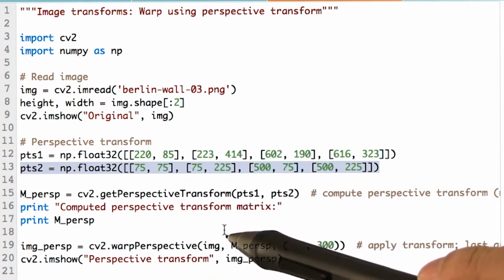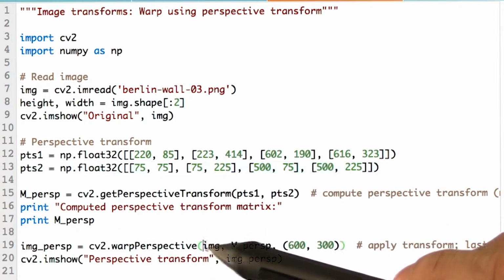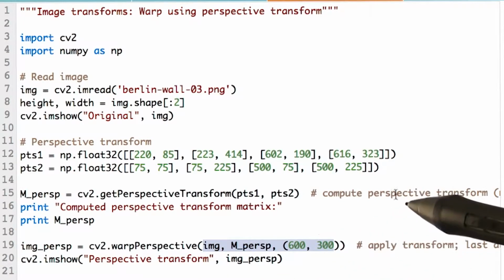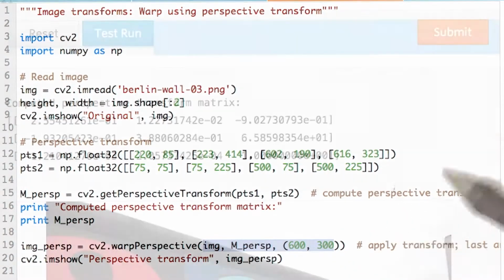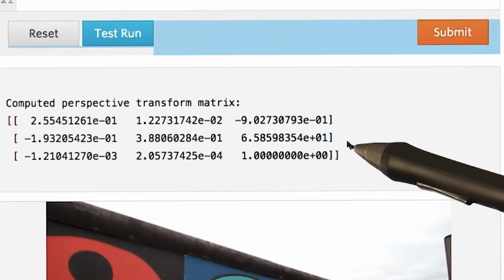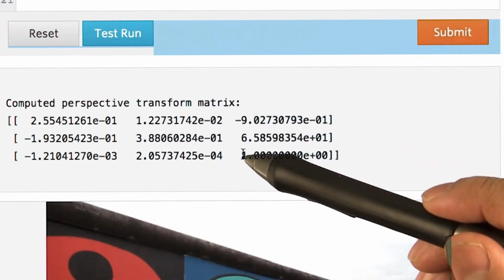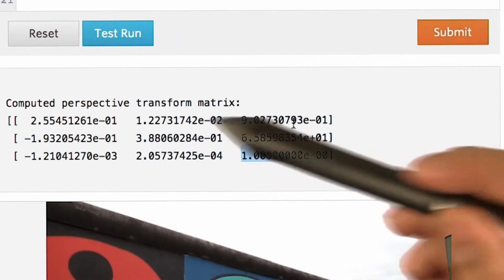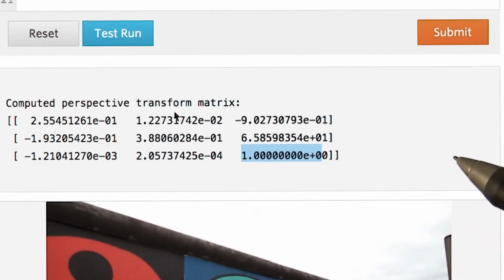We're going to print it out. And then, of course, as we have done before, we're going to just apply this transformation here. Let me just run this code. Here you see the perspective transform. Again, this should be no surprise. This value is still 1. But of course, we have other values in the rest of the matrix.